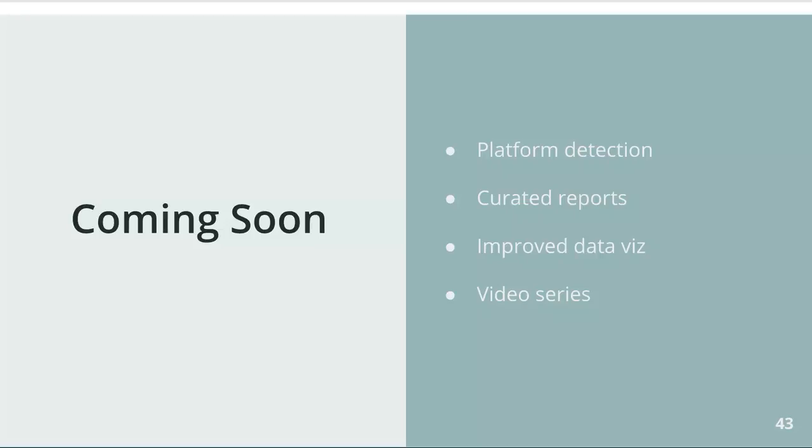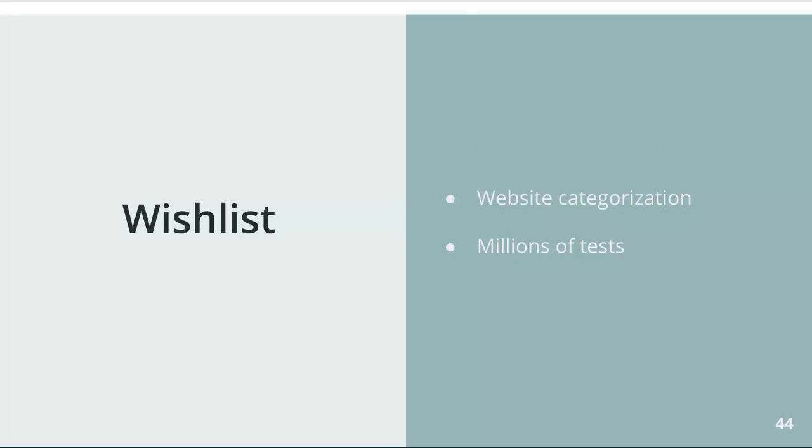There are some things that are coming soon, but we don't quite have a milestone yet on the roadmap. For example, website categorization. We'd really like to know, is this an e-commerce site? Is this a travel site, news site? Because if we can slice the data in these ways, we can find out interesting ways that websites of a similar kind are having performance problems, and we can resolve these issues systemically.